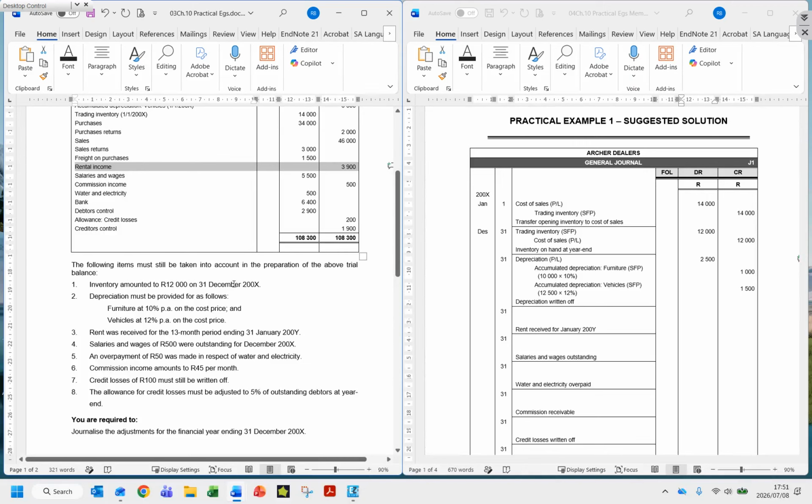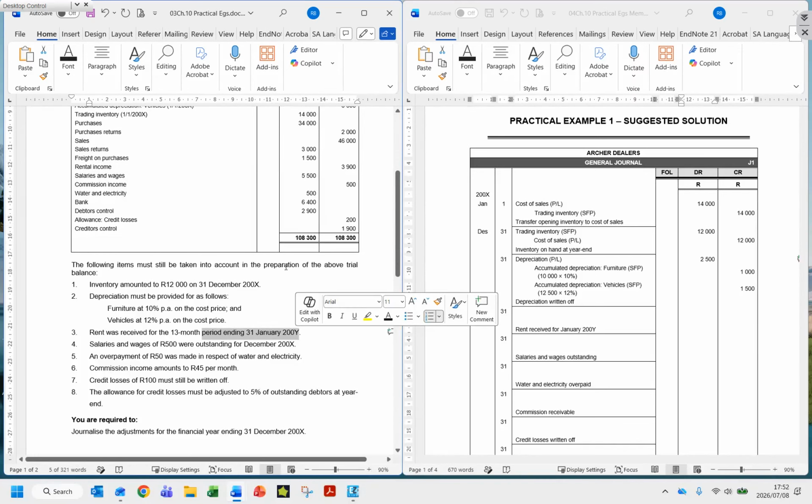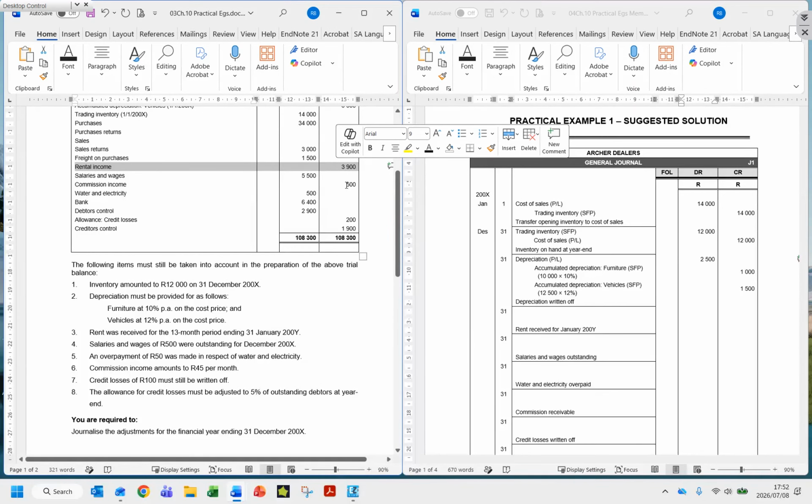So that 13th month must be taken out of that income account because it belongs to the next financial year, because it is for the period ending 31 January. So January's rent has already been received. We debited bank, credited rental income, but it does not belong to this year's income. We've got to reduce this year's income amount so that it only reflects 12 months rent.